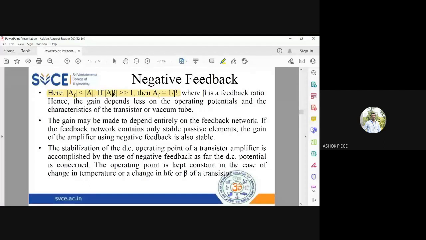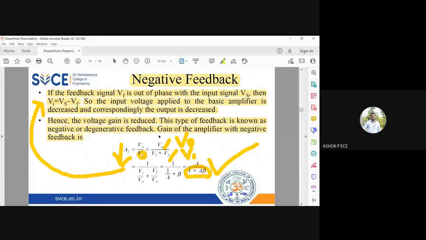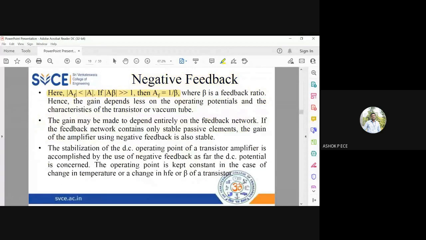Okay, under this condition, when Aβ is very large, 1 plus Aβ will become Aβ. So A and A will get cancelled, where AF will become approximately equal to 1 by β, where β is called the feedback ratio. So here the gain depends on the operating potential and the characteristics of the transistor. Here the gain depends only on β.